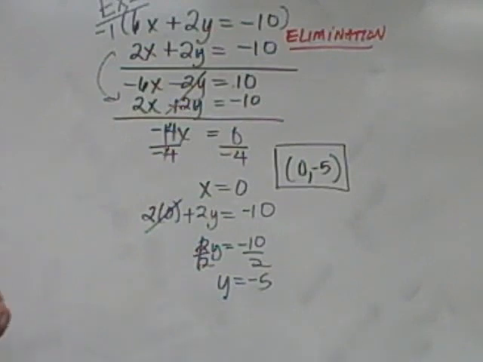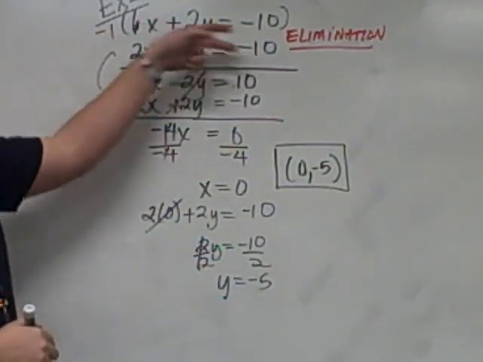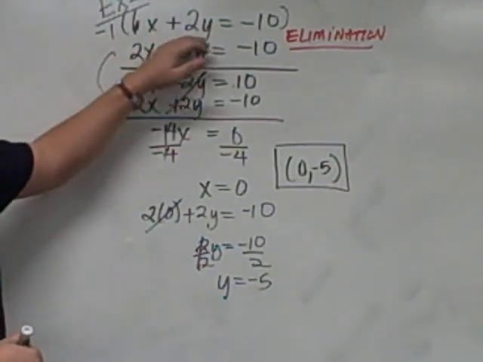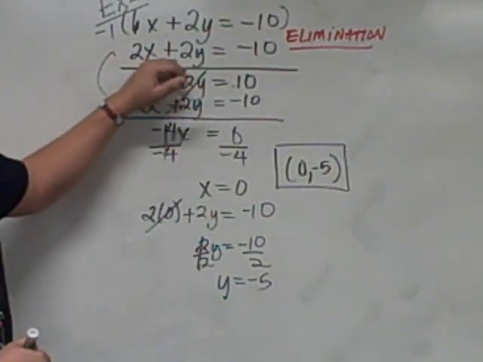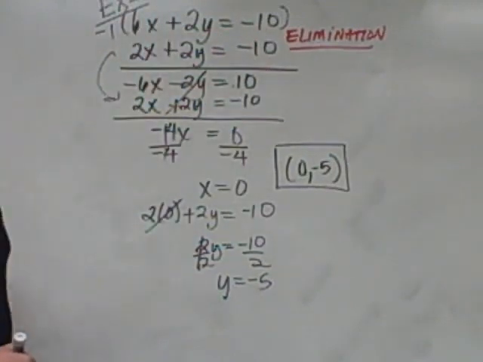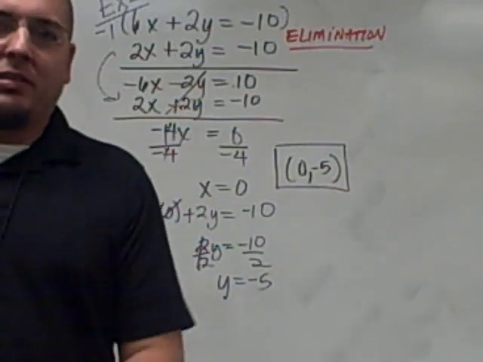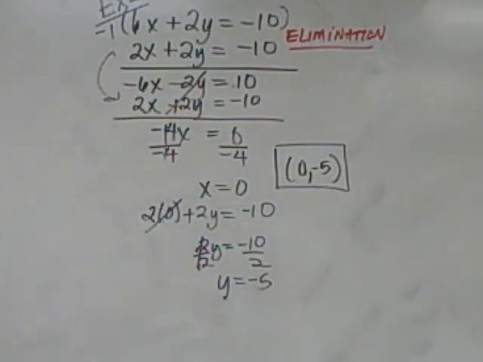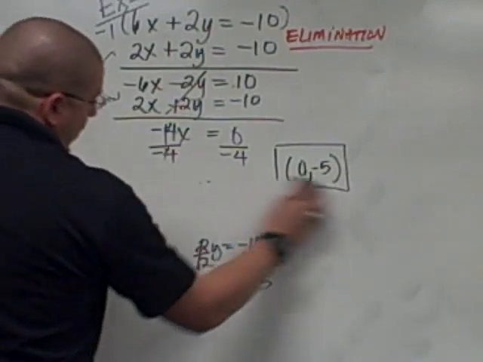Again, the key component here is that these are already set up in standard form. ax plus by equals c, ax plus by equals c. Even though nothing eliminates right away, it's still not that difficult to do that. So that's the key component to systems with elimination. Okay? Let's look at a third example.